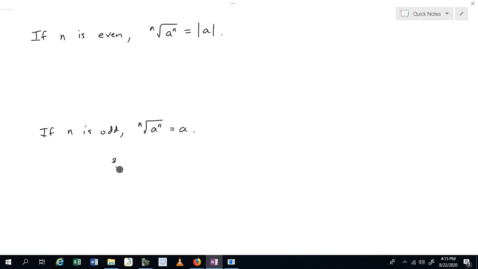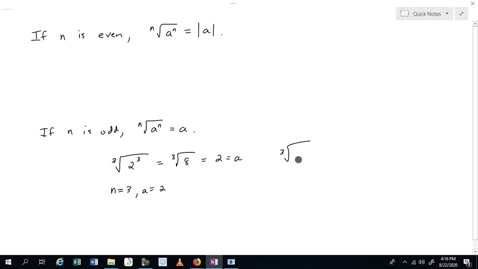Let's say you take the cube root of 2 cubed. Okay, so in this case, n is 3 and a is 2. And of course, n is odd, right? Well, 2 cubed is 8. And then the cube root of 8 is actually 2. And notice that that is the a value that we started with, right? A was 2, and so when I took the cube root of 2 cubed, I did end up with a.